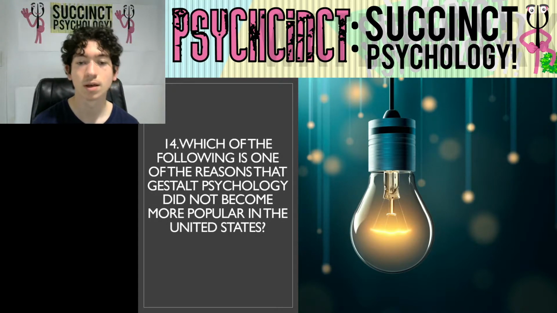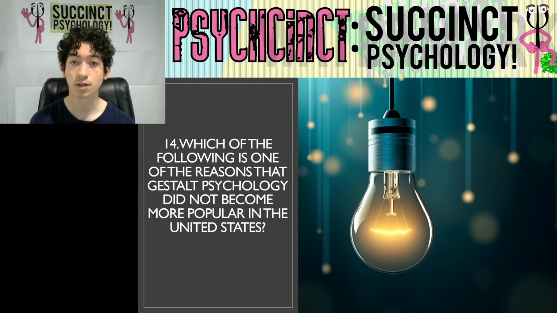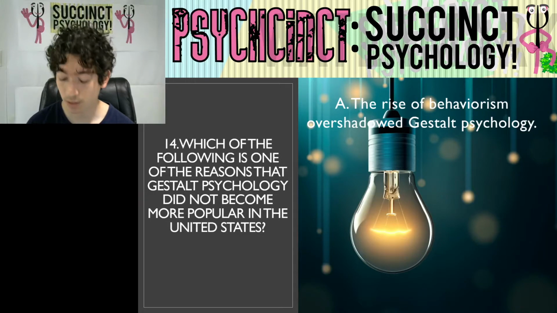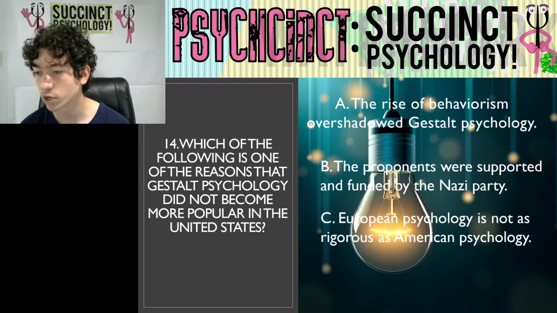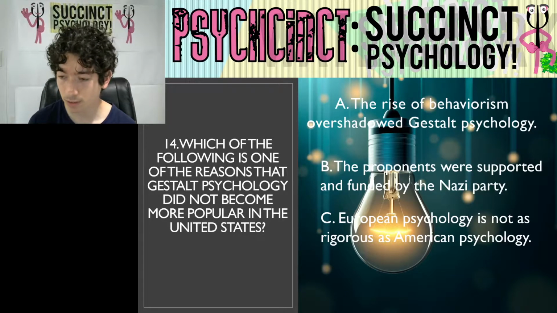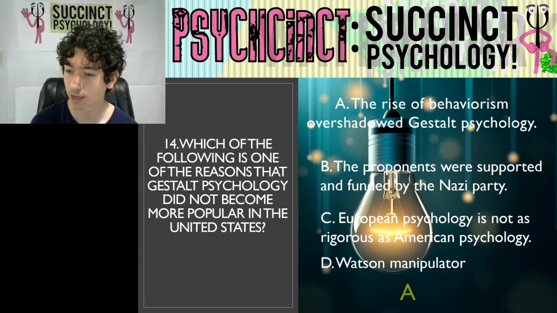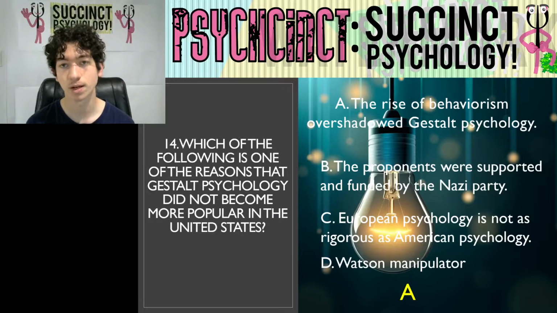On to 14 now. Which of the following is one of the reasons that Gestalt psychology did not become more popular in the United States? This is another history-based question. Was it because the rise of behaviorism overshadowed Gestalt psychology? Was it because the proponents were supported and funded by the Nazi Party? Was it that European psychology is not as rigorous as American psychology? Or was it manipulated? And if you studied the textbook, you know that it was option A, the rise of behaviorism overshadowed Gestalt psychology. You could have been confused by option B, because the founders of Gestalt psychology actually fled from Nazism from Germany and emigrated to the United States.